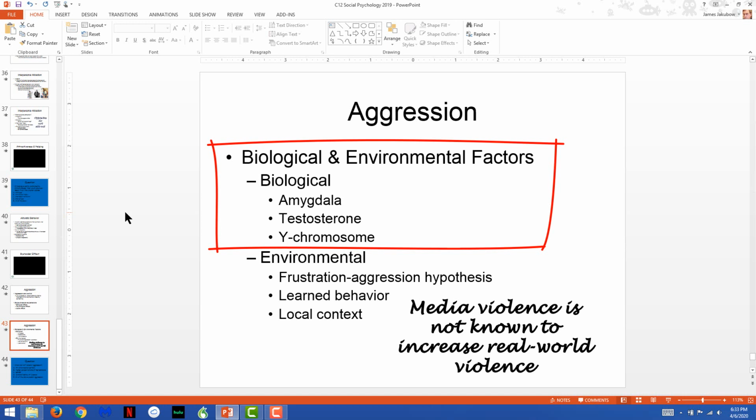If it's the Y chromosome or not, or an interplay between the Y chromosome and something else, is a separate issue. But males in general are the ones responsible for most of the aggression in society. Women are aggressive, but just to a lesser degree.